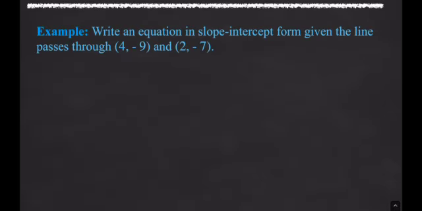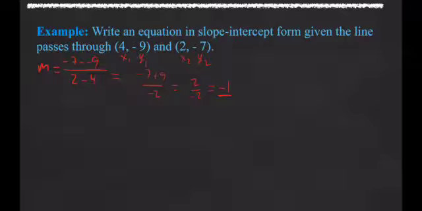Let's do one more of these, then we're going to get into the parallel and perpendicular stuff. Write an equation in slope-intercept form given the line passes through these two points. They don't give us the slope, and they also do not give us our y-intercept. So that means we have a little bit more work ahead of us. Let's find the slope. m is equal to negative 7 minus negative 9 over 2 minus 4. Remember, y2 minus y1 over x2 minus x1, if this is x1, y1, x2, y2. This would be equal to negative 7 plus 9 over negative 2, which gives us 2 over negative 2, which gives us a slope of negative 1. So that's our slope right there.